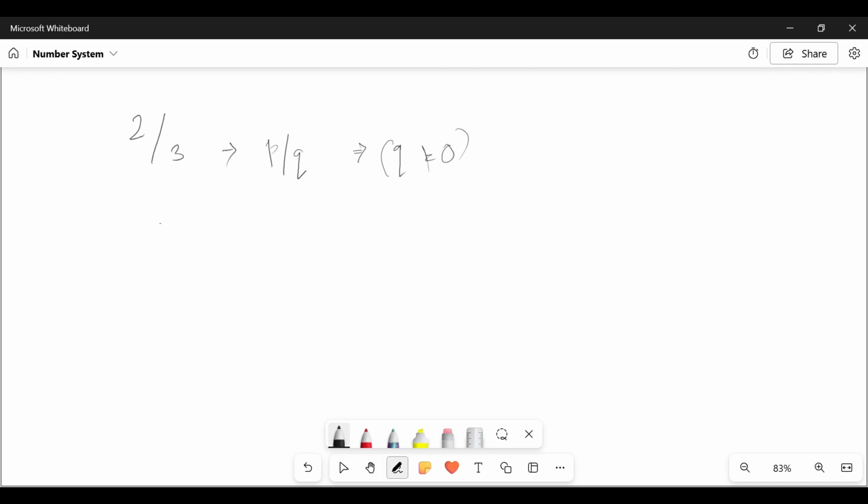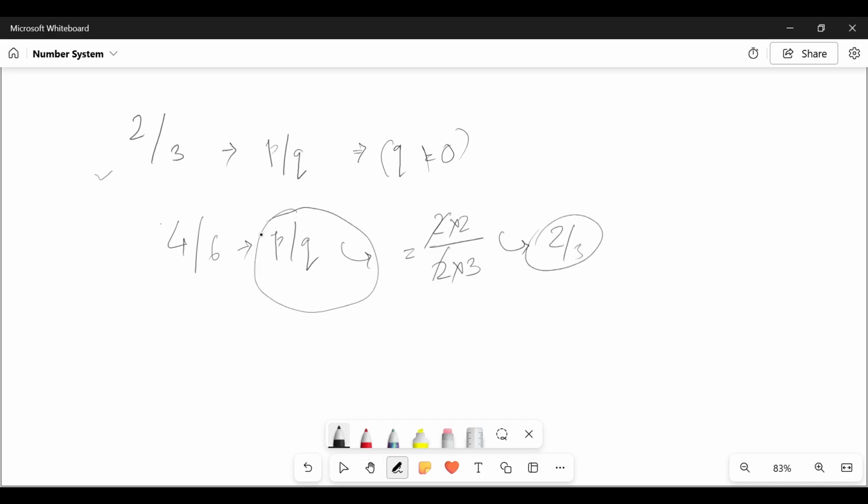So if 2 by 3 is a rational number, 4 by 6 can also be a rational number because it's also in the format of p by q. But this can be simplified further as 2 multiplied by 2 and 2 multiplied by 3. If we simplify it to the simplest form, this again is 2 by 3, which we just saw earlier. So any number that can be written in the format of p by q is a rational number.